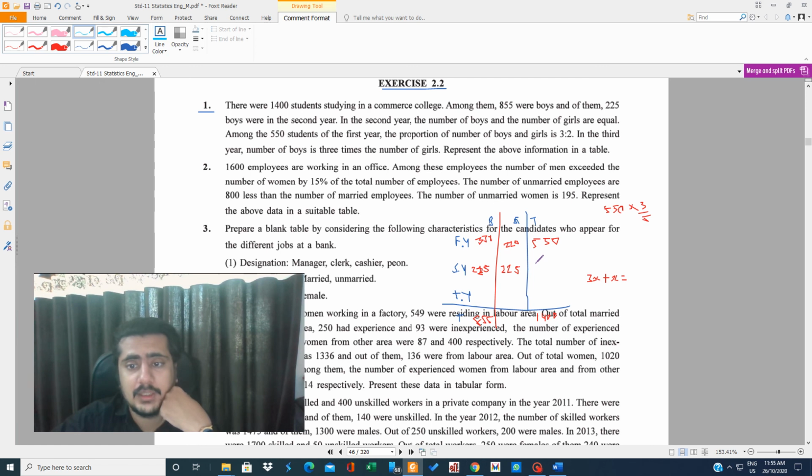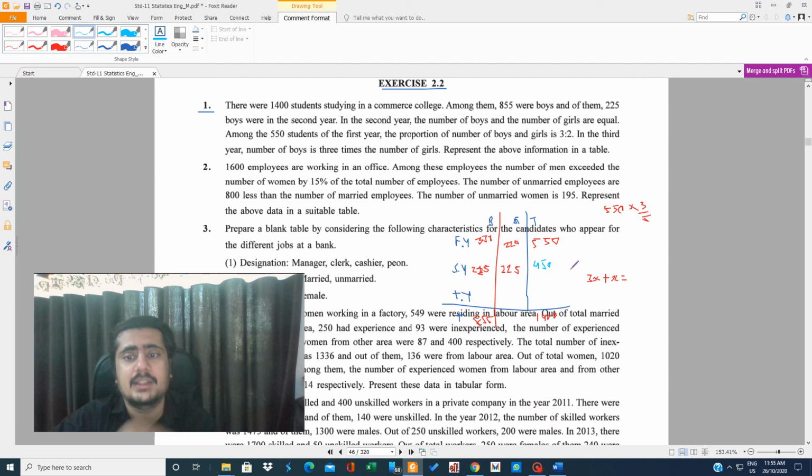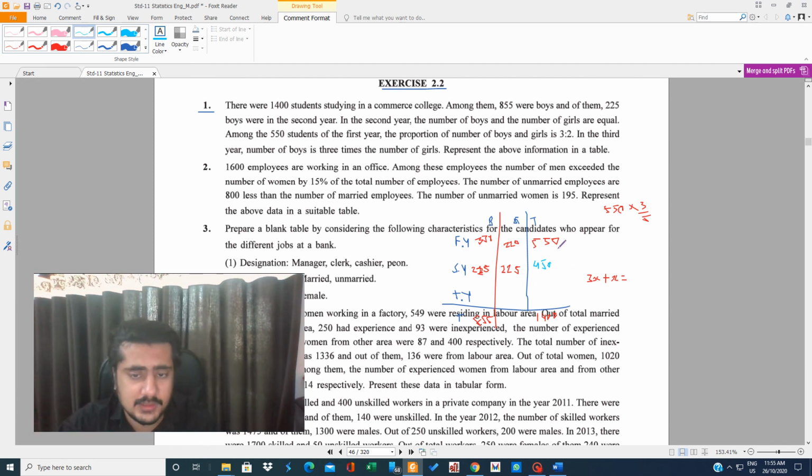See, total there are 450 students in second year. In first year there are 550 students, in second year there are 450 students. Out of 1400, 1000 students we have calculated. So 400 are in third year. So the number of boys and girls in third year is 400.